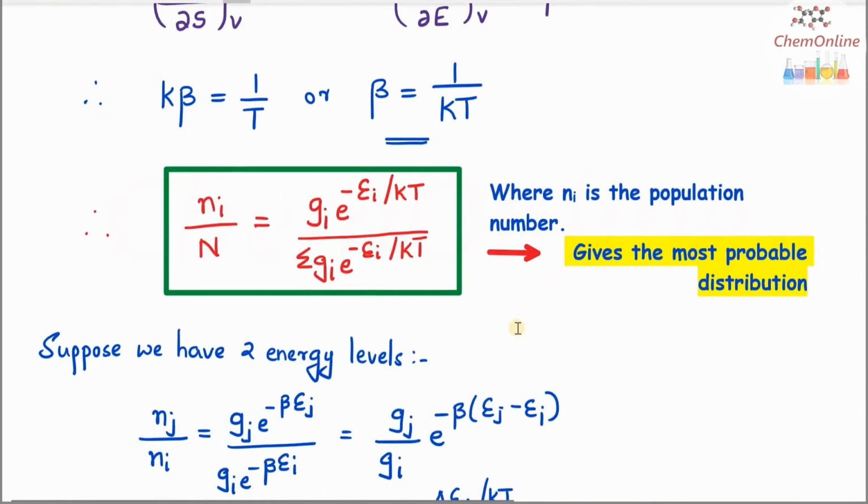Therefore, we can modify the relation as Ni/N = gi e^(-βεi), we had βεi, instead of beta write 1/kT. So e^(-εi/kT) divided by Σ gi e^(-εi/kT). Here Ni is the population number and this equation gives the most probable distribution. T is the temperature and k is the Boltzmann constant.